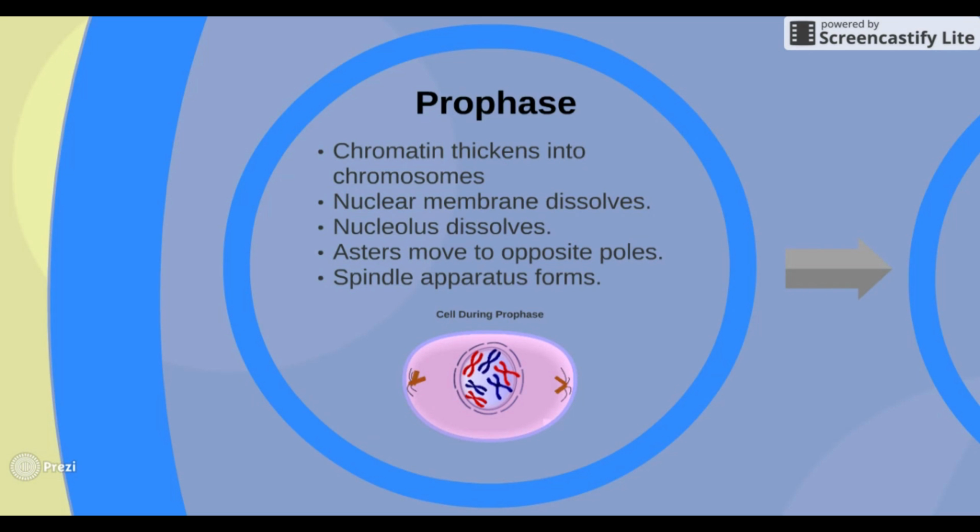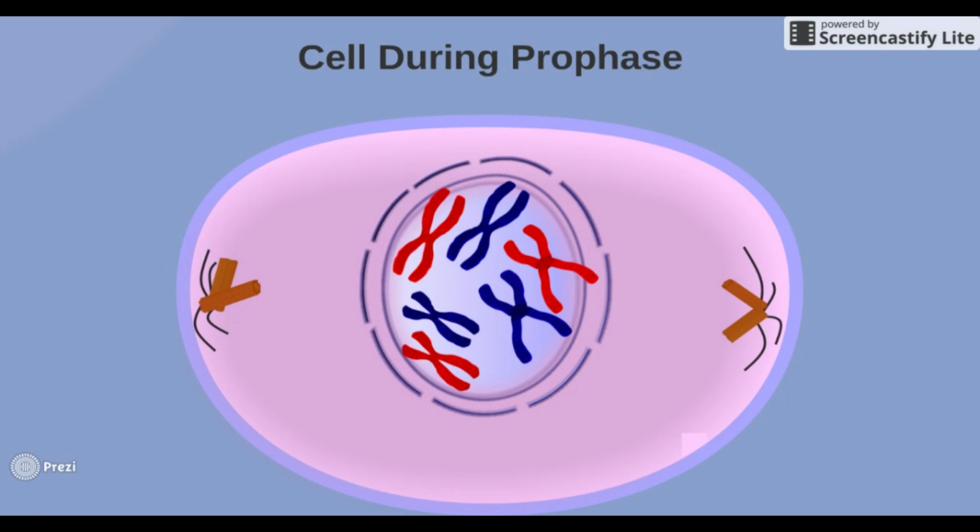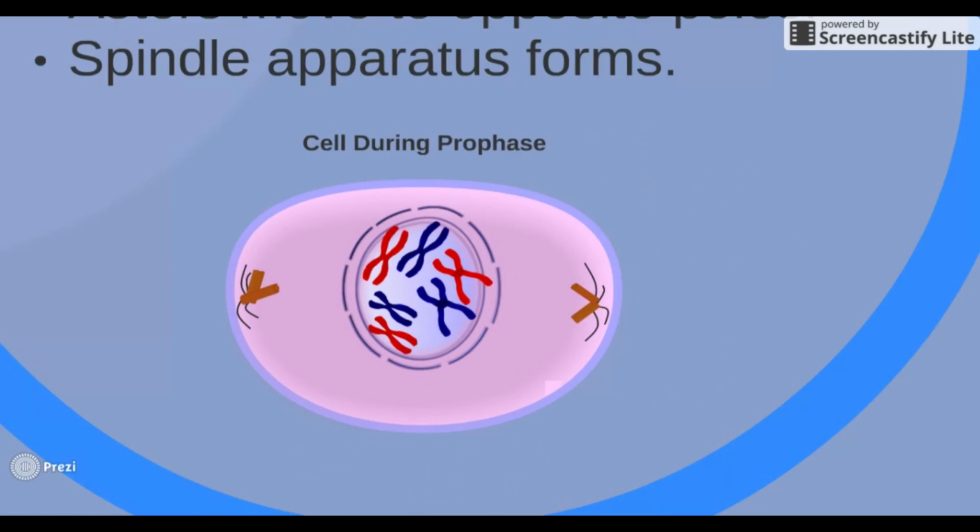The asters, which are made up of a centriole and spindle fibers, move to the opposite poles of the cell. As they are moving, the spindle fibers stretch out across the interior of the cell and form the spindle apparatus. This helps provide structure to the cell as it goes through mitosis. Here is a picture of what a cell would look like during prophase. Notice the asters on both sides.